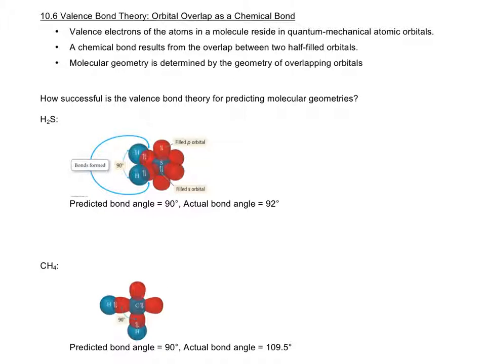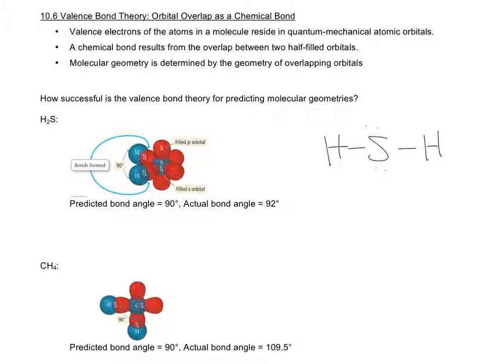So let's take a look at how well that theory holds up. For a molecule like H2S, what we would expect H2S to look like is that we have sulfur, and we have a hydrogen, and another hydrogen, and then we have two lone pairs on the sulfur. Based on where the orbitals are for all of these things, the four orbitals that the electrons are in on the sulfur are going to be an s orbital and three p orbitals.